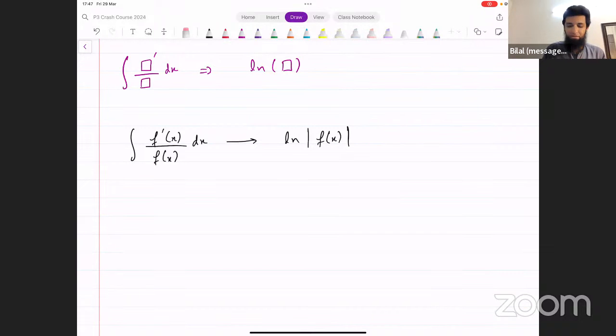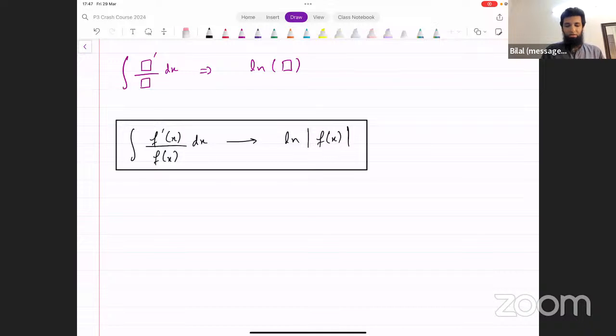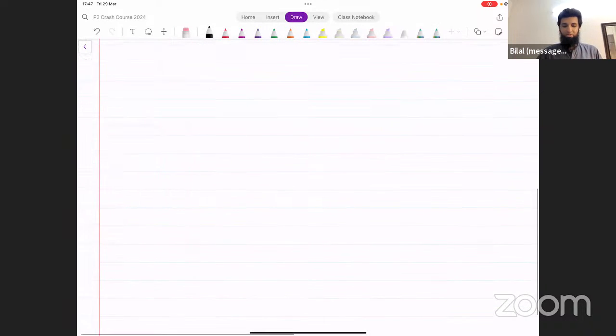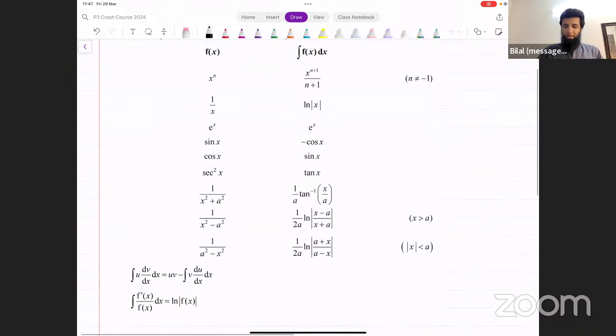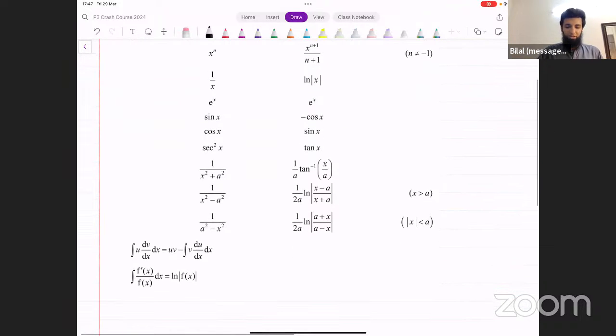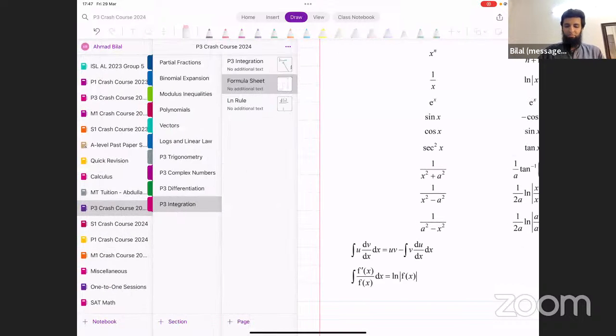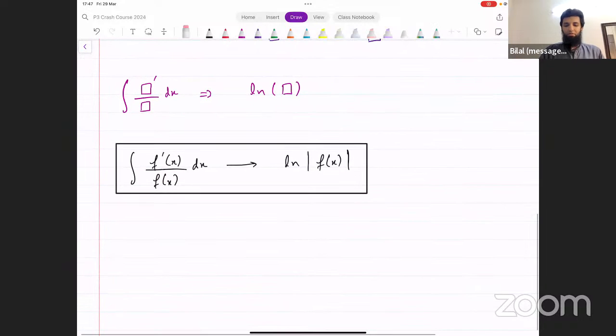That's the rule that is given in the formula sheet. You can see that here. This is the integration page of the formula sheet. This is what I'm talking about. The last thing that's written on this page is this: f dash of x over f of x, integral of that is given by ln of f of x. Okay. Now, in words, we could remember it like this.